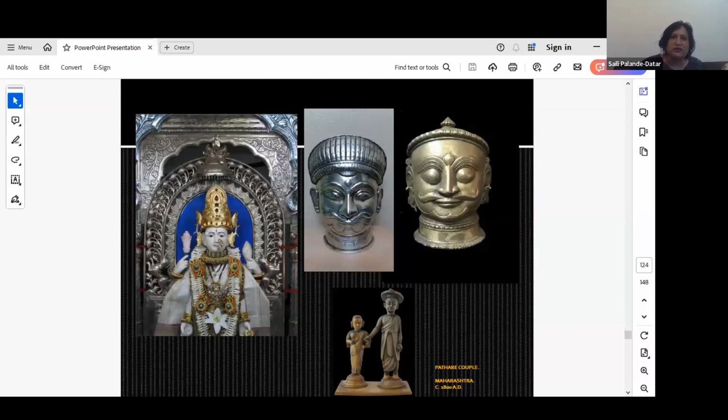Here you can see very delicate features for a river goddess of Vai here. You can see the depiction of a Pathare Prabhu couple here. All the masks of Shiva are adorned with mustaches, very strong looking, very warrior-like faces are seen.